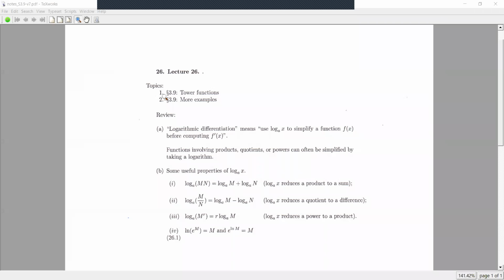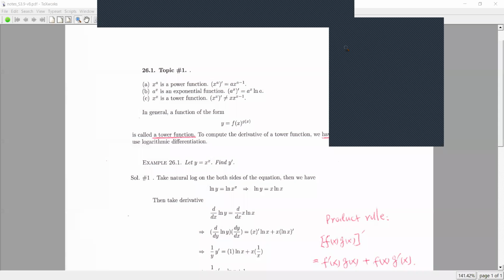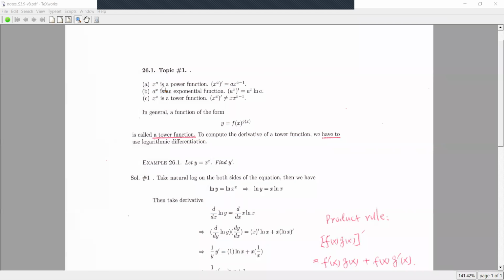Now, topic one, tower functions. Recall that x to the a is a power function. In a power function, the base is a variable and the power is a constant. The formula to compute the derivative of a power function is this. The derivative of x to the a is a, the power, times x to the a minus 1.